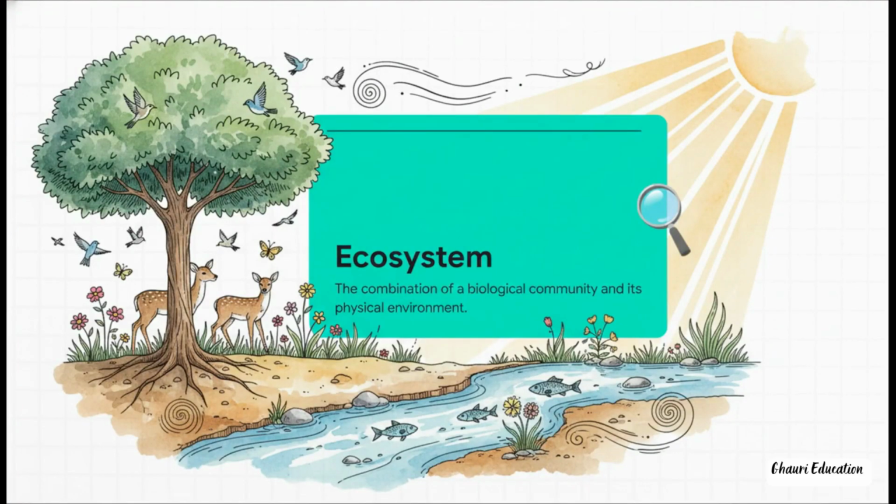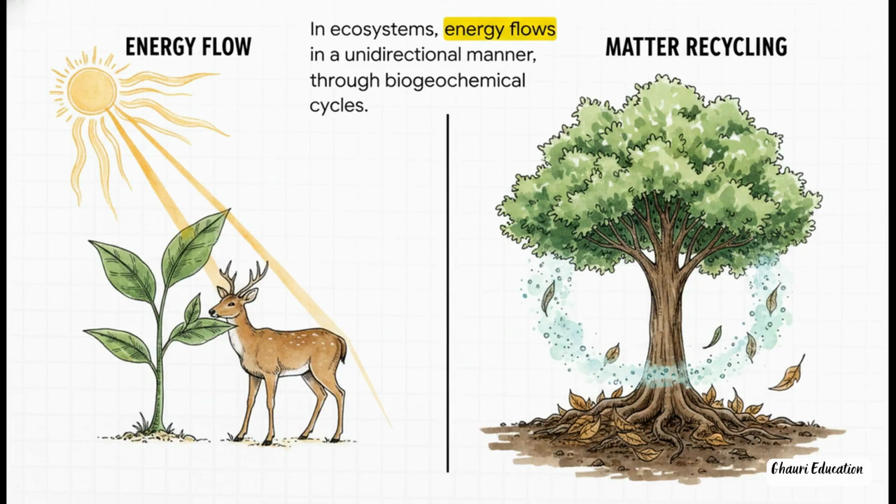And then you add in the non-living environment, the water, the soil, the sunlight, the air. When you put that all together, you've got an ecosystem. It's the living and the non-living all interacting as one big system. And here's the secret. Every single ecosystem on the planet, whether it's a tiny puddle or a vast ocean, runs on two unbreakable rules. First, energy flows through it, kind of like a one-way street. And second, matter, the actual physical stuff of life, is constantly being recycled within it.